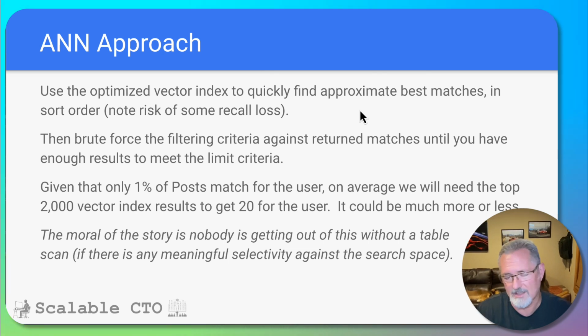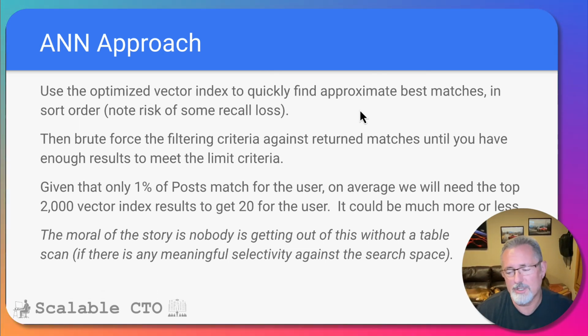But if you have a really high selectivity, this could actually have some degenerate bad performance, right? Because it's going to have to get thousands of records in order to fulfill the top 20 because it's filtering out to get the 1% that match the records for that user, right? So given that only 1% of the posts match for the user, on average, we're going to need to get the top 2,000 vector index results to get the 20 that match for the user. That's still probably going to be fast. It's going to be faster at getting 2,000.